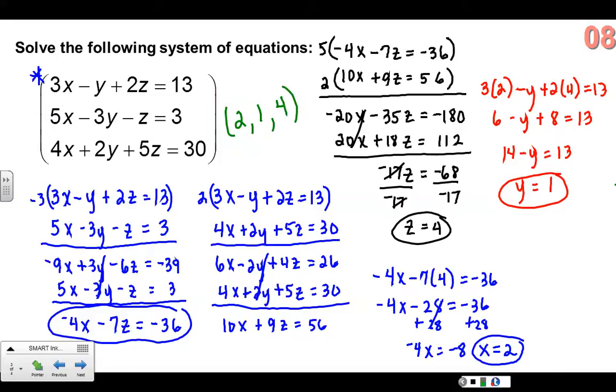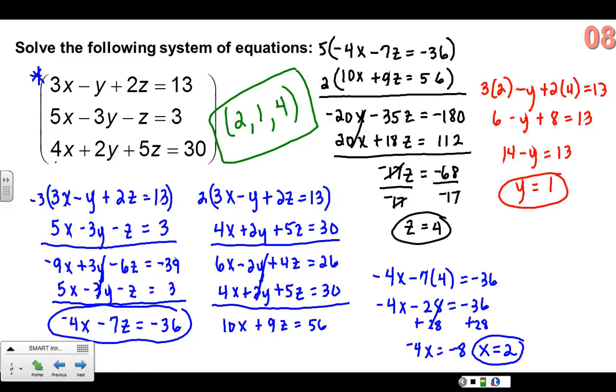Now remember, that should work for all equations and make them all true. So let's go through and check to make sure that they work. We know they work in the top one, but let's check the bottom. 5 times 2 is 10. 10 minus 3 would be 7. 7 minus 4 would be 3, so that one checks.